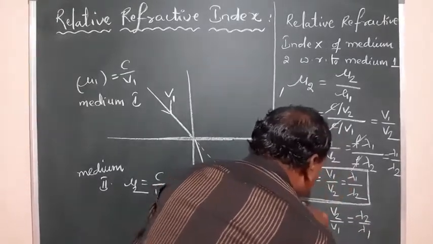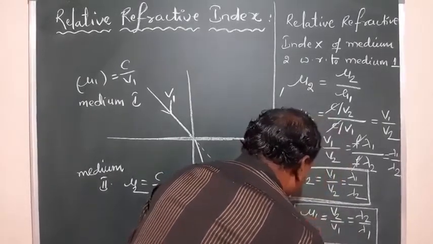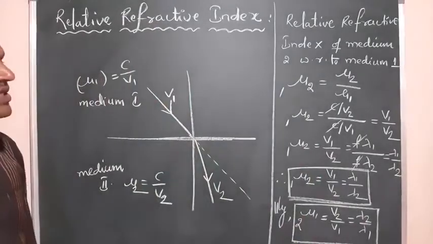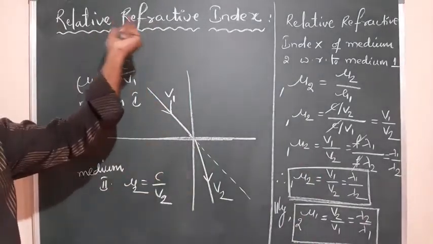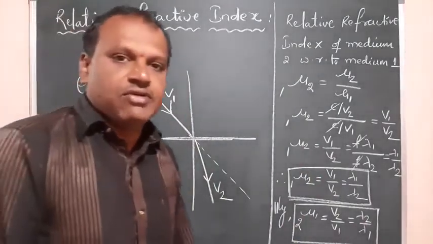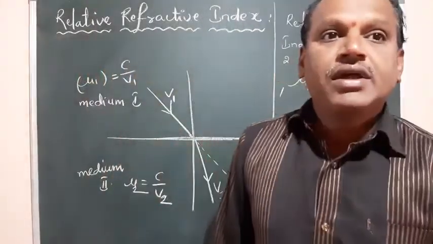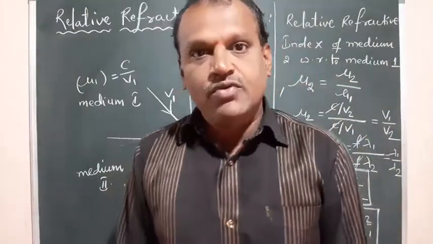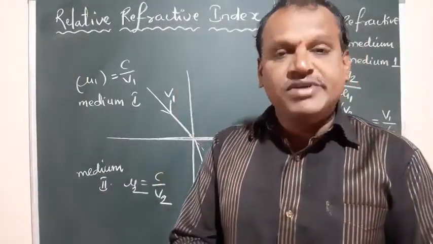So this is the relative refractive index of medium 1 with respect to medium 2 that you can get. So this is what you can observe. So what is the relative refractive index? In the case of relative refractive index, we can compare the velocities of light in two different mediums. We are not considering that one of the mediums is free space.